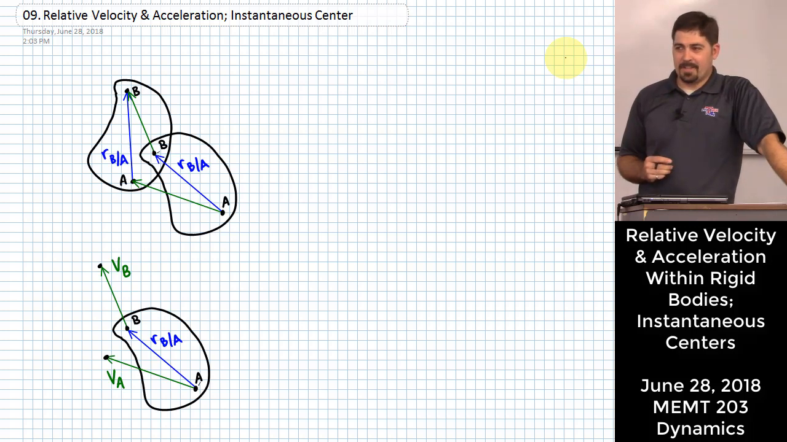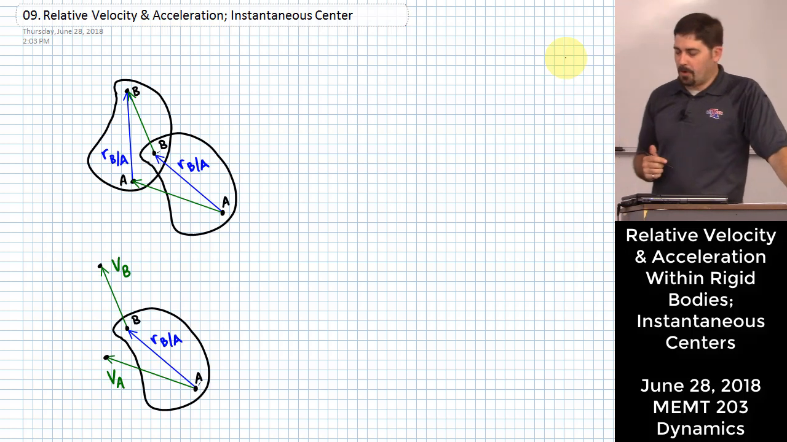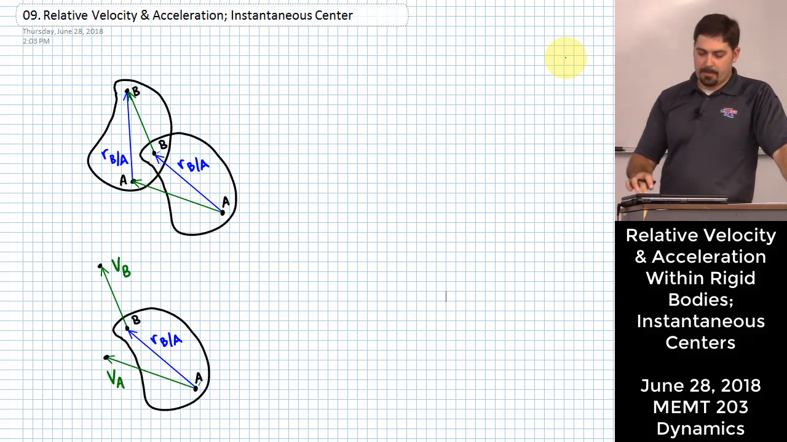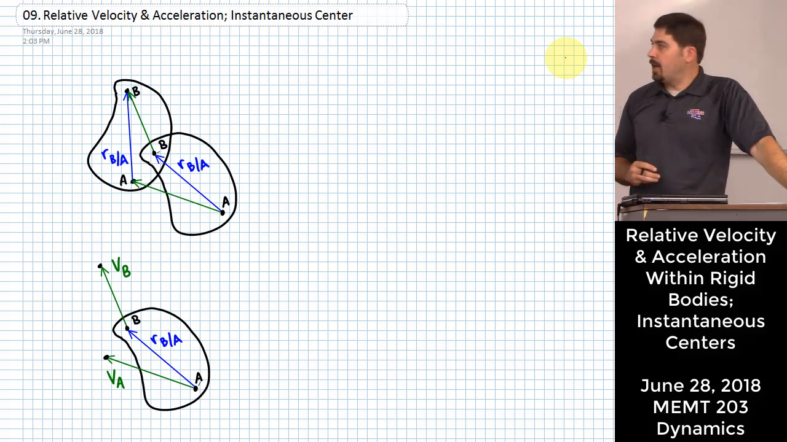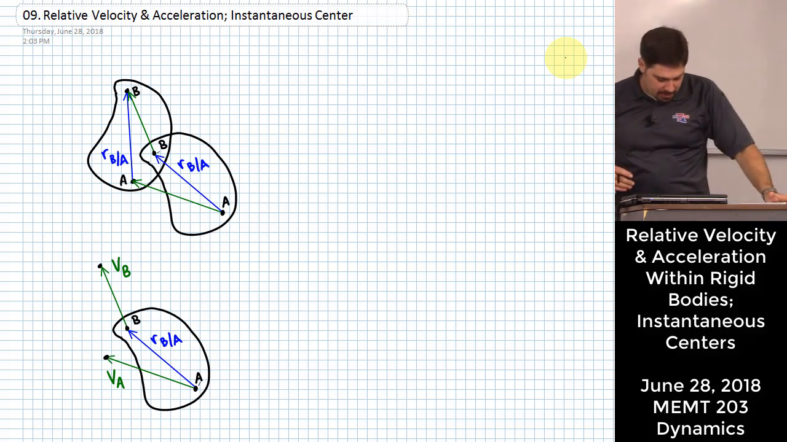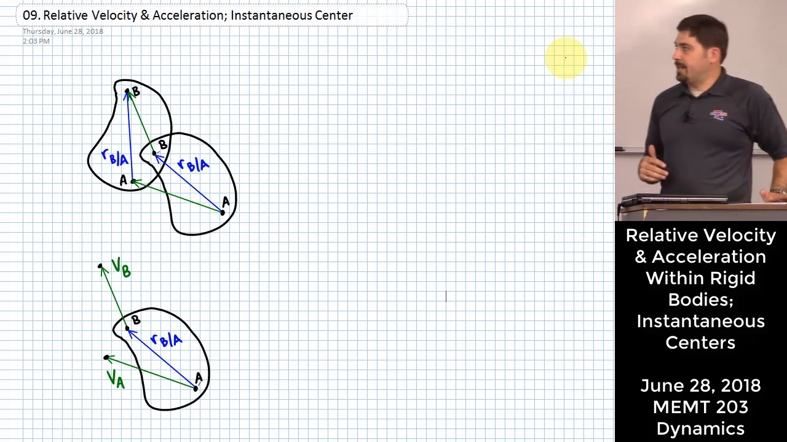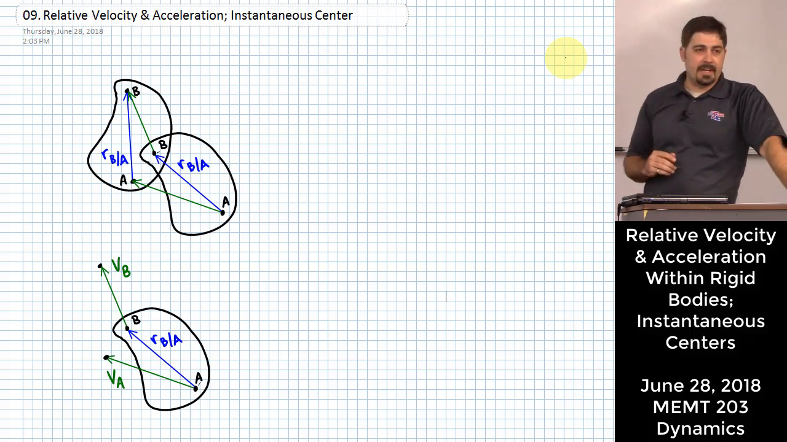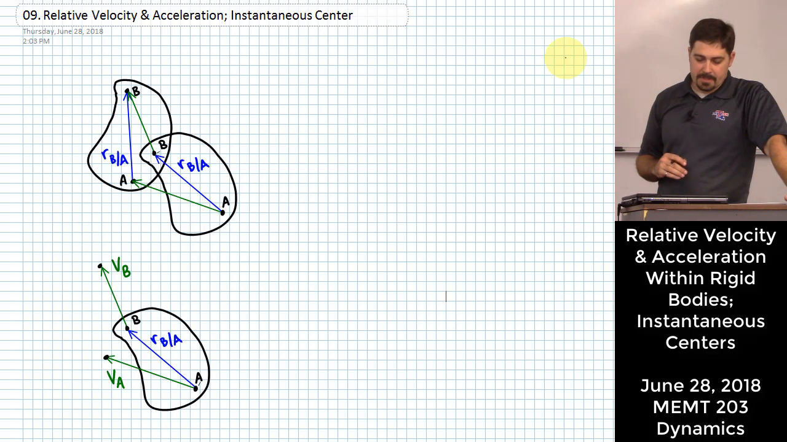We're going to look at relative velocity and acceleration today. Also related to this is another topic that we refer to often as instantaneous center of rotation, or instantaneous center of zero velocity. By way of introduction to this topic, I thought I'd just present the basic idea, and then we will do an example problem that hopefully makes it even more clear exactly how to do these types of problems.